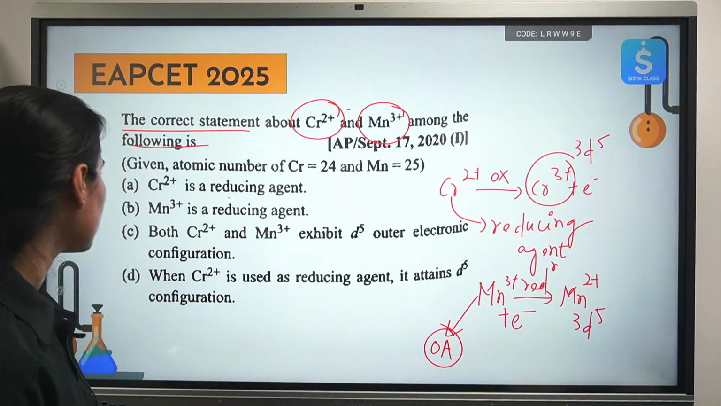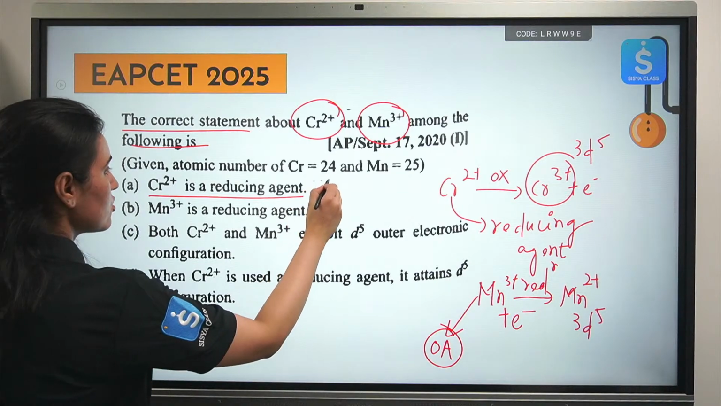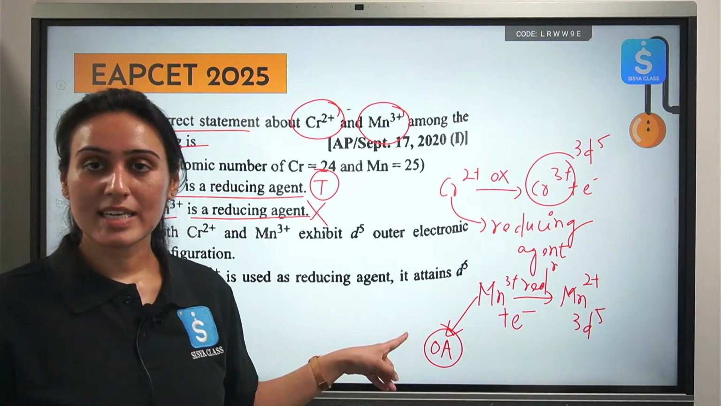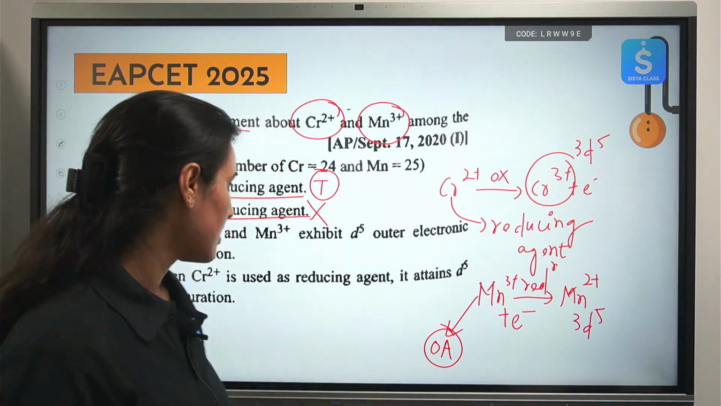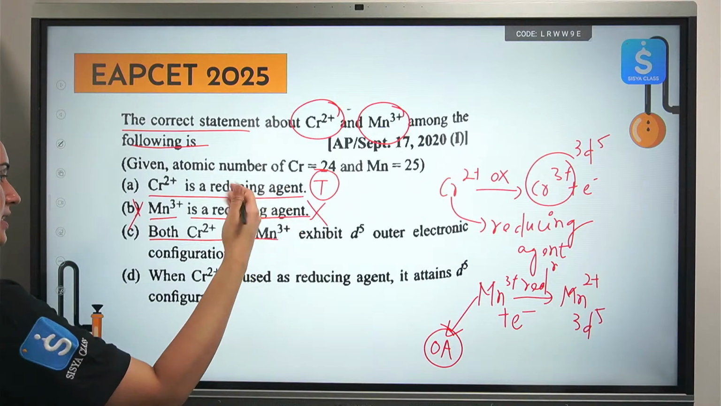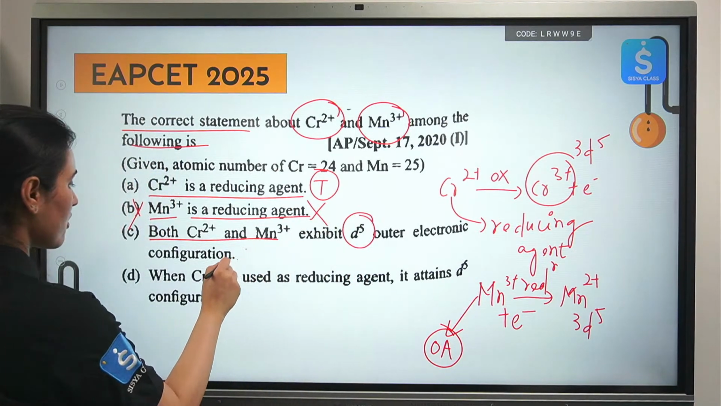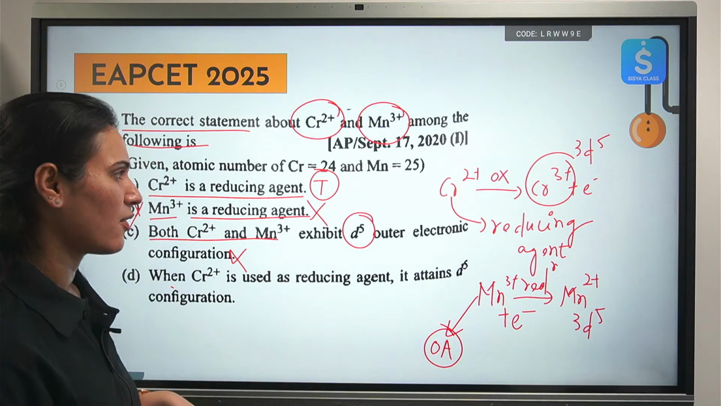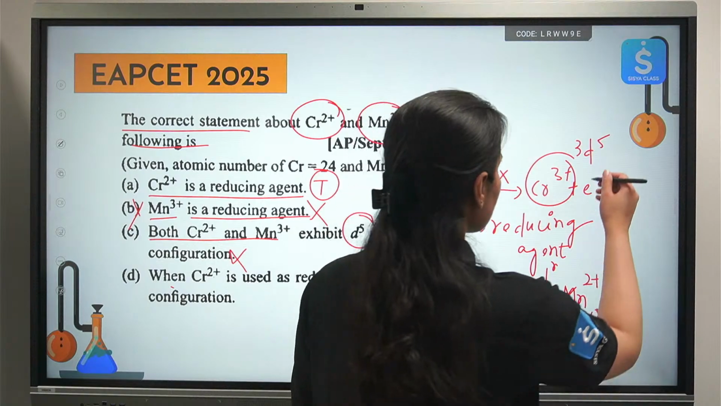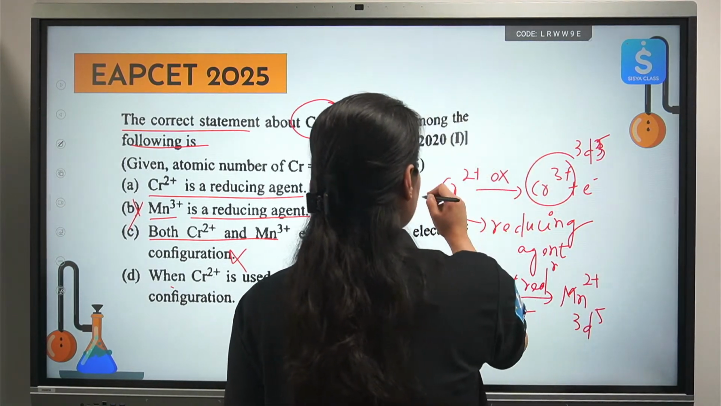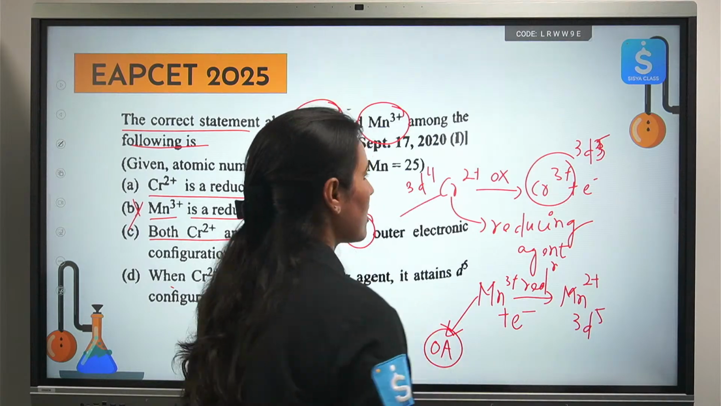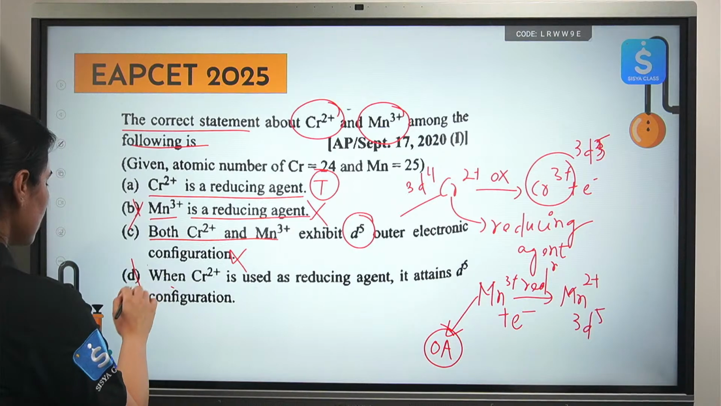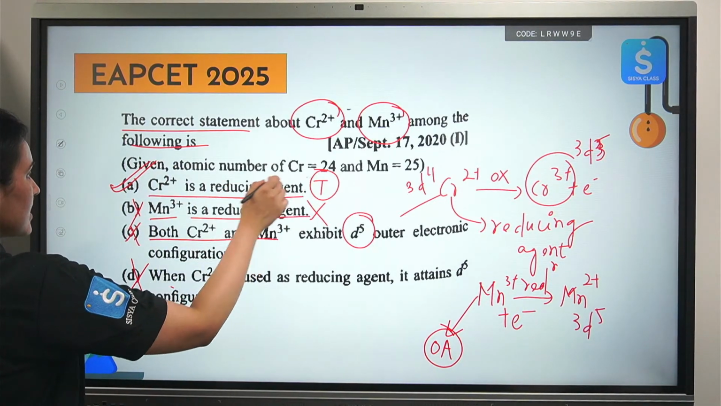Now see the statements which are mentioned here. Chromium 2 plus is a reducing agent. This is true. Mn3 plus is a reducing agent. No. Mn3 plus is an oxidizing agent, as we have seen just now. Okay, see the third statement. Both chromium 2 plus and Mn3 plus exhibit d5 outer electronic configuration. This is also wrong. When chromium 2 plus is used as a reducing agent, does it attain d5 configuration? No. It has 3d3 configuration. Okay, in this case, it has 3d4. So it will not attain 3d5 configuration. That statement is also wrong. Okay, so this is your correct answer. Chromium 2 plus is a reducing agent.